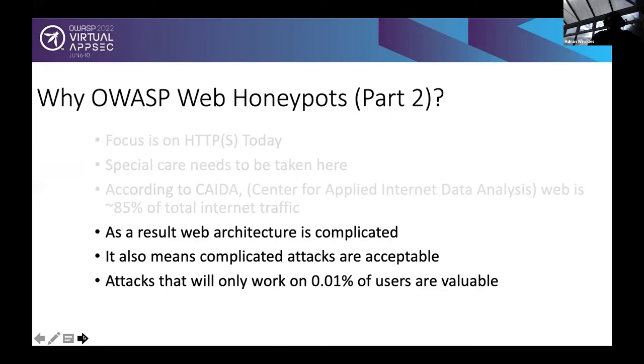Modern day web architectures are complicated. That also means that the attacks are going to be complicated. Given the amount of petabytes of data that is being exchanged in web conversations, attacks that only work, for example, on 0.01% of users are still valuable. So knowing that threat intelligence is still useful, because that might be the attack that compromises your organization.